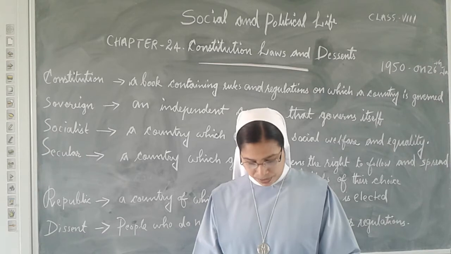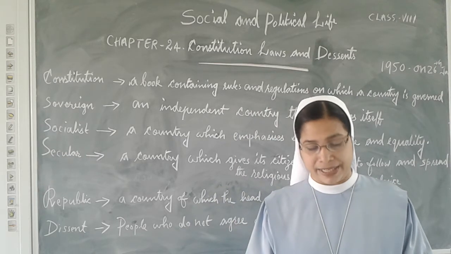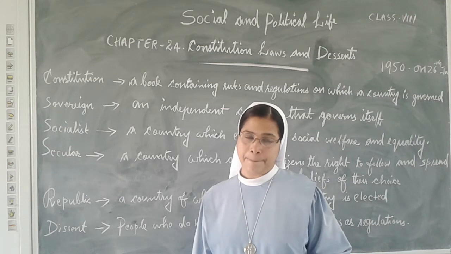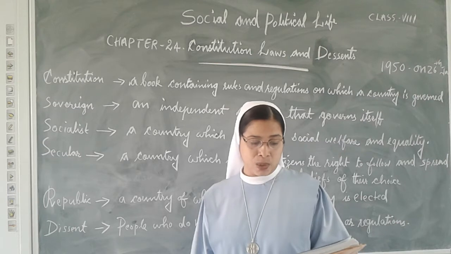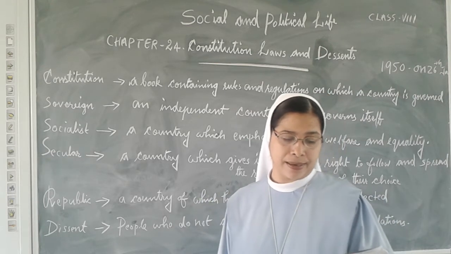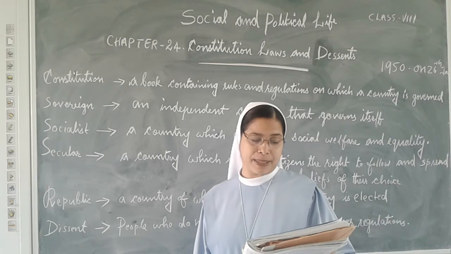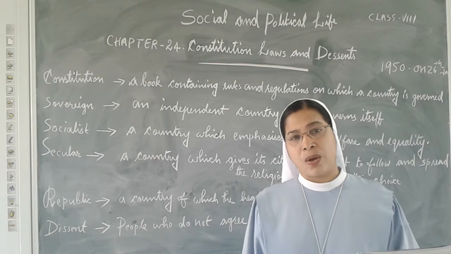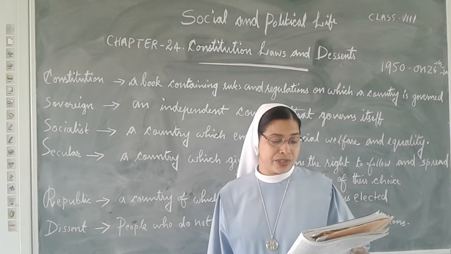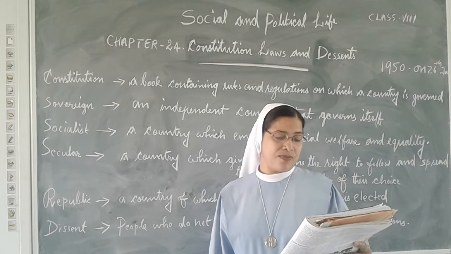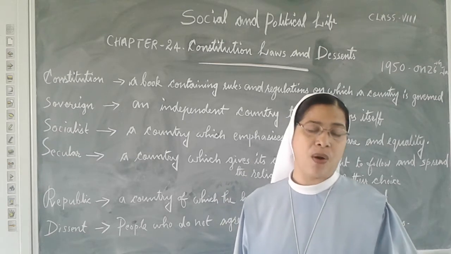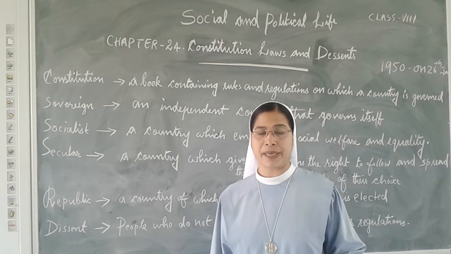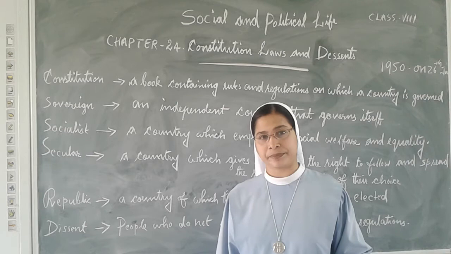Just take your textbook. We will go through it. Page number 170, chapter 27, Constitution, Laws and Dissents. In the first paragraph it is written, a rule is necessary to guide the people. A rule is an established principle, a standard or guide for action. Rules are essential for efficient, proper governance of the country.